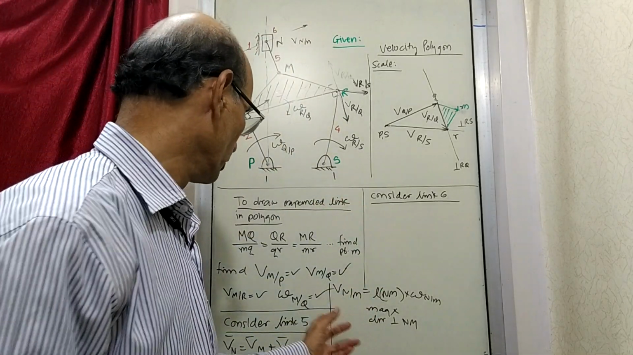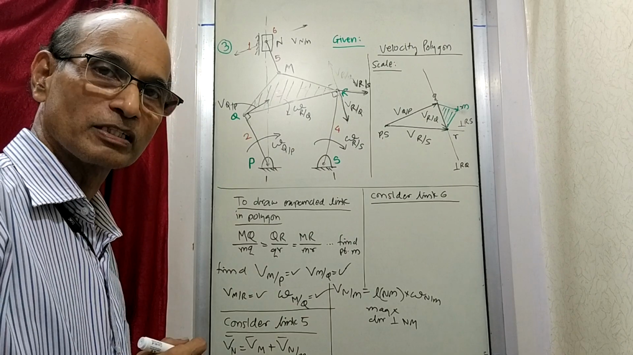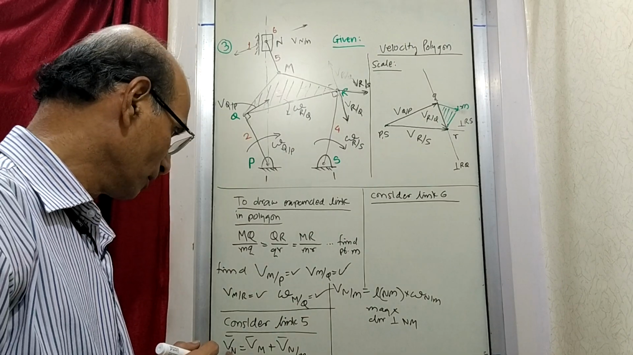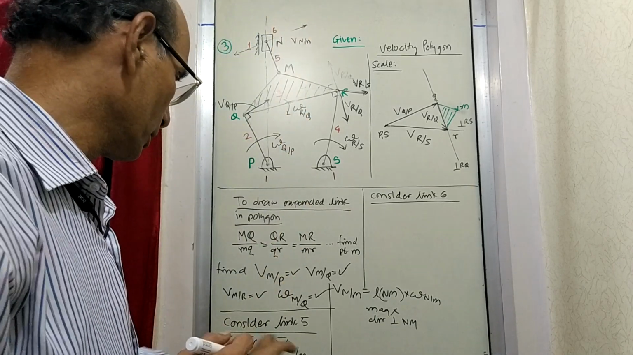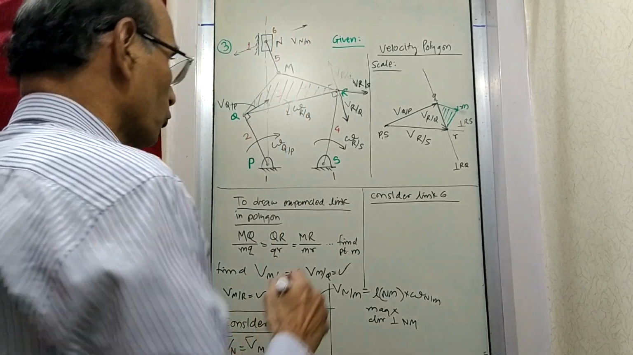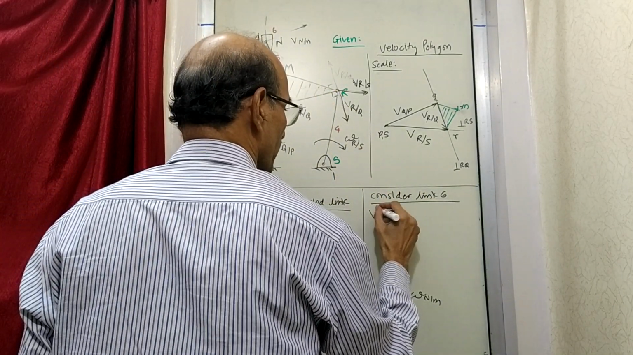Now for a slider we will not be able to write this kind of equation, because if you write velocity of any point equal to velocity of a known point, then both these points are on the slider and it is having only one type of motion. So this kind of equation is not possible to write. So what we will write for the slider is velocity of N.